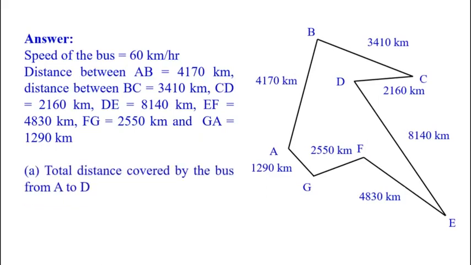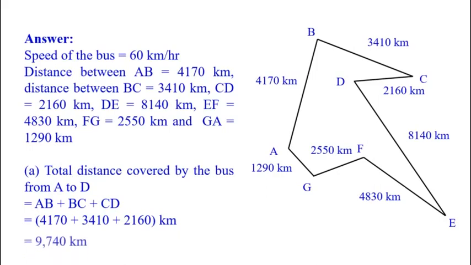So first question is total distance covered by the bus from A to D. So to find the distance from A to D, we have to add AB, BC and CD. So that is equal to 4170 plus 3410 plus 2160 kilometer. So that is equal to 9740 kilometer. So total distance covered by the bus from A to D is 9740 kilometer.